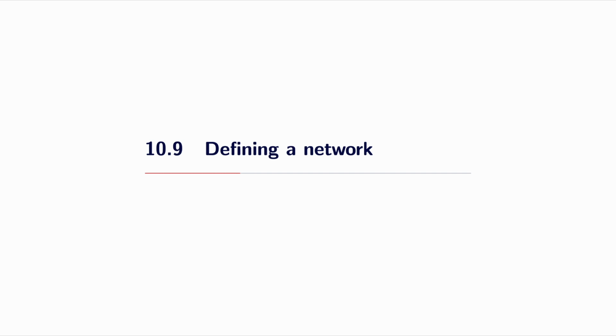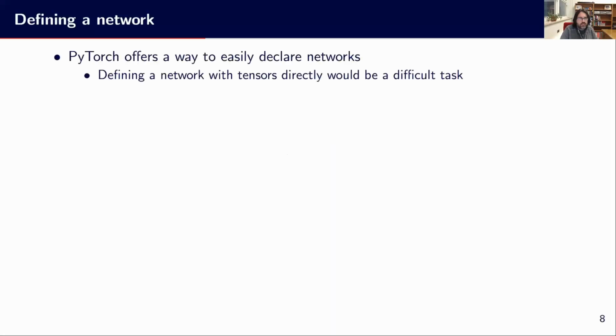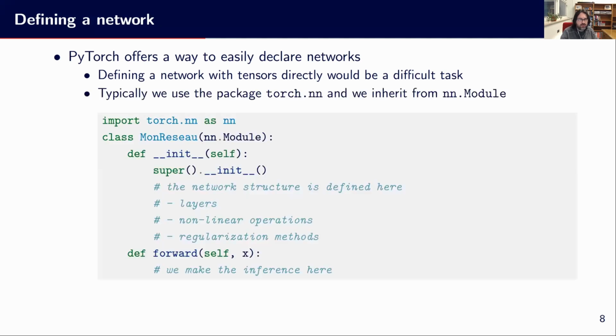Now we will look at how to define a network. So basically, PyTorch offers a way to easily declare networks. Getting to define explicitly all tensors directly would be a difficult task, and we don't want to do this in most cases. So we have the package torch.nn, with nn.Module, that allows us to define some kind of network.